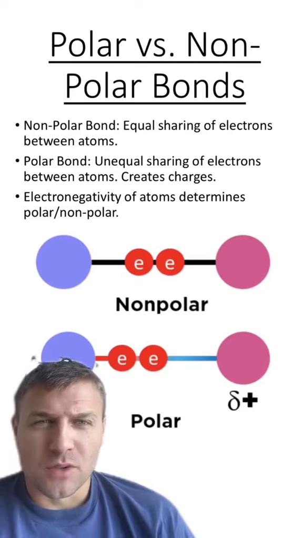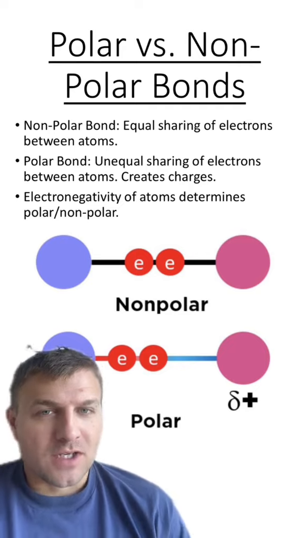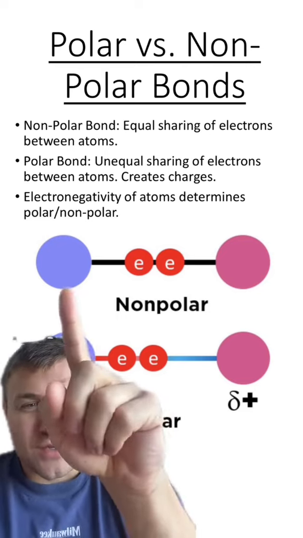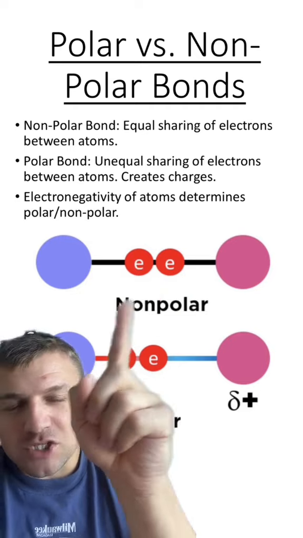What's the difference between polar and nonpolar bonds? First of all, they're both types of covalent bonds. In nonpolar bonds, there is an equal sharing of electrons between atoms. You can see our two atoms up here in our nonpolar example and the electrons being equally shared between them.